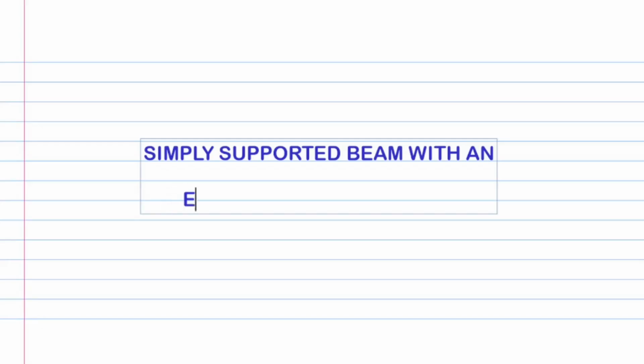In this lecture, we shall consider finding the shear force and bending moment values for the case of a simply supported beam with an eccentric or unsymmetric point load. Let's draw a simply supported beam with one end hinged and the other end with roller support. Let's label it as AB.